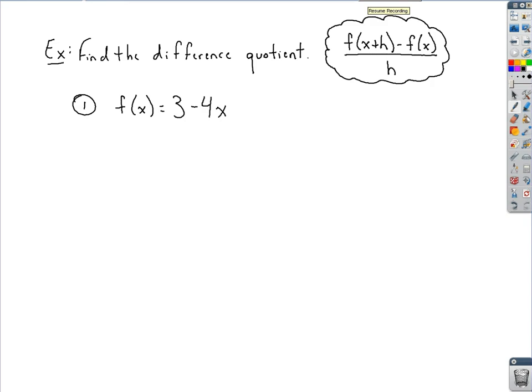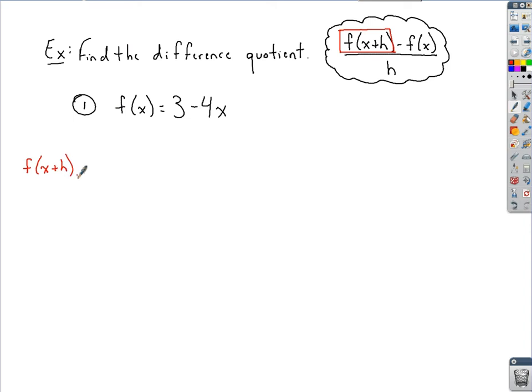All right, how we're going to find the difference quotient given a function. What I usually like to do on these problems is break them up into pieces. So I start with this first piece here, f of x plus h. I take f of x plus h off to the side and I work that out.